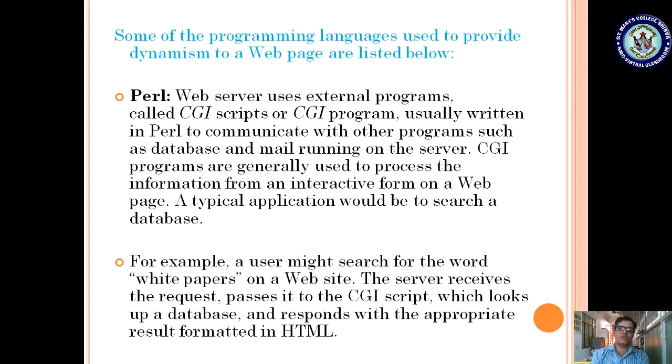Usually we write these scripts or programs in Perl to communicate with other programs such as database and mail running on the server. So these programs are written in Perl to connect with the database and also to run on your mail servers. CGI programs are generally used to process the information from an interactive form on a web page.